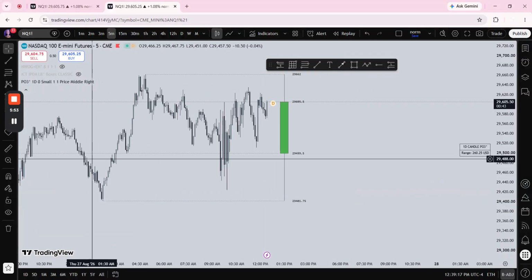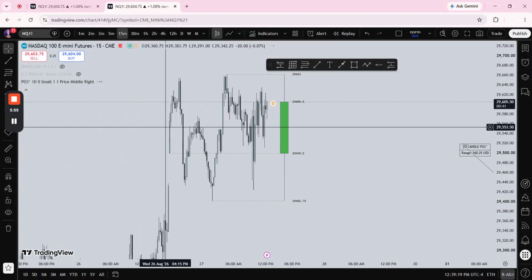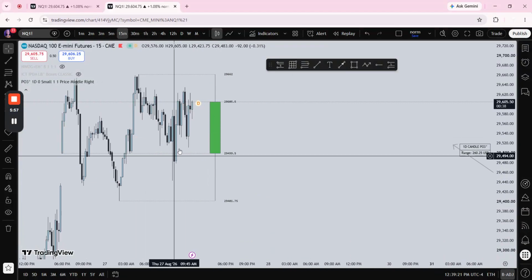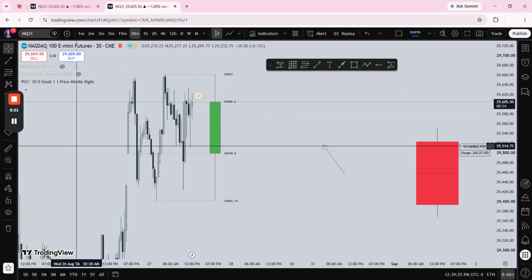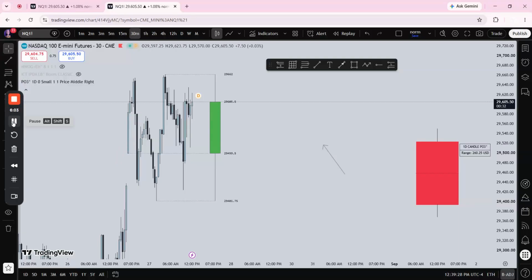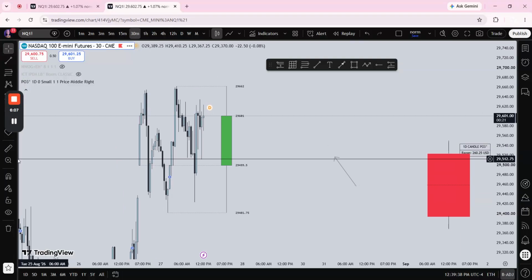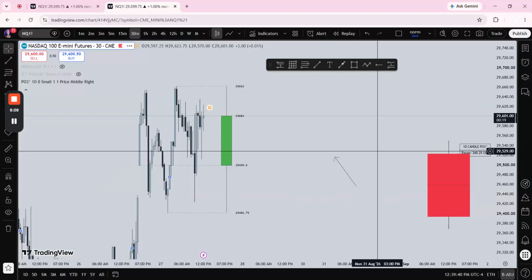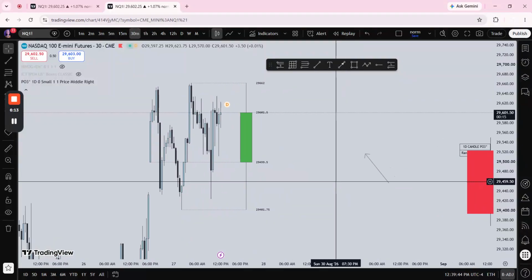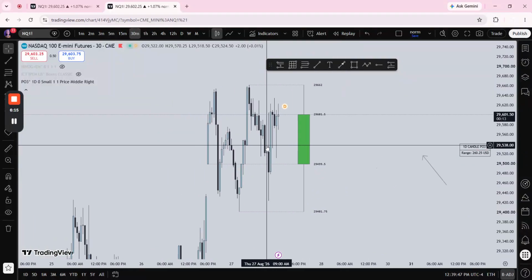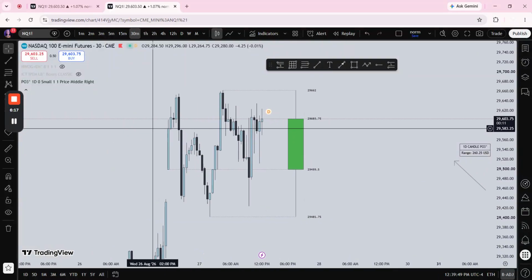5 minute, now every 5 minutes is being summarized. 15 minute, now every 15 minutes is being summarized. 30 minute, 1 hour, 2 hour, 4 hour, daily, weekly, so on. So oftentimes a move that looks enormous on the 1 minute can be like a tiny candle on a higher time frame. It's just all about perspective.